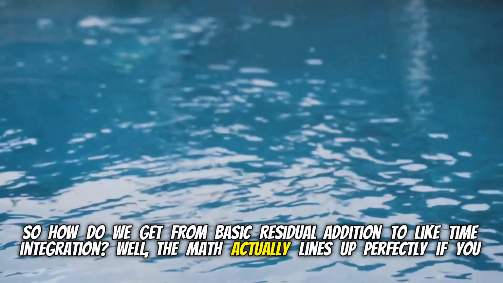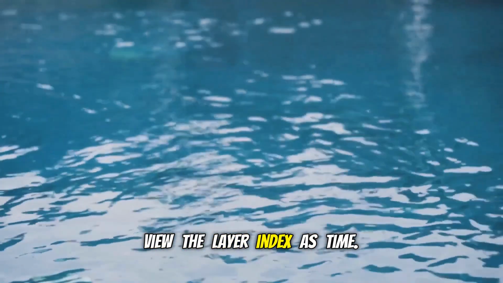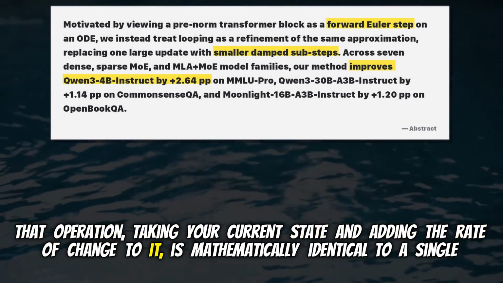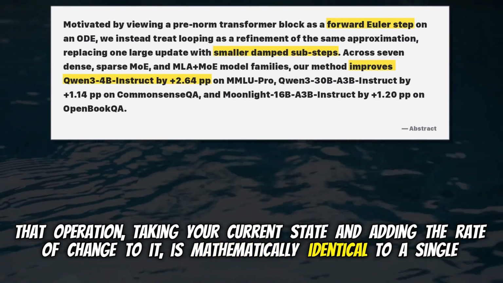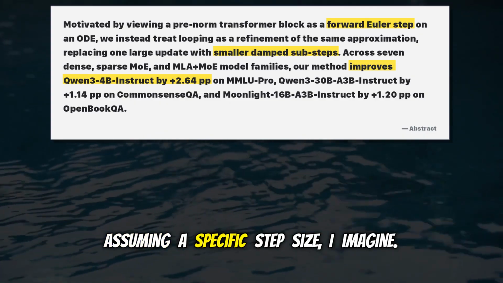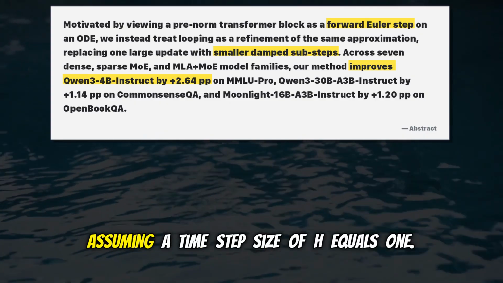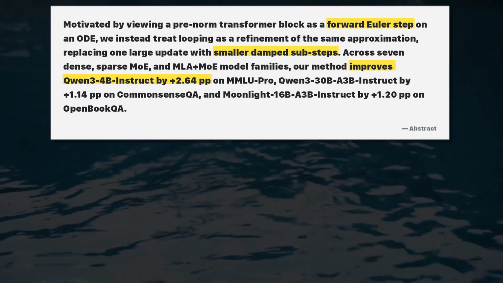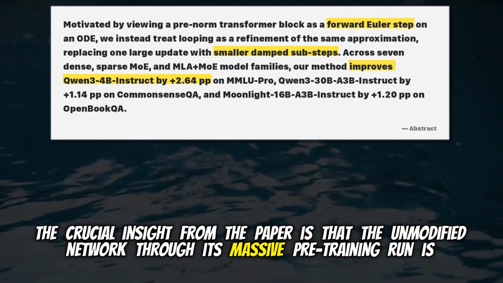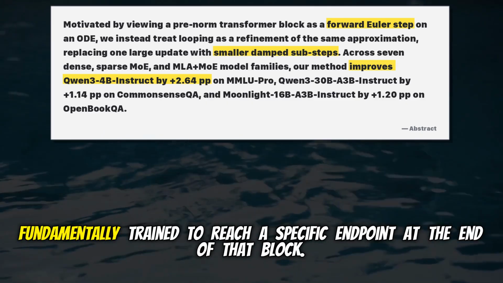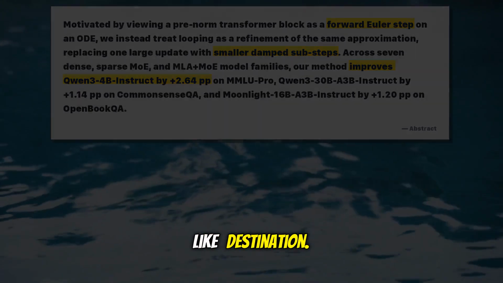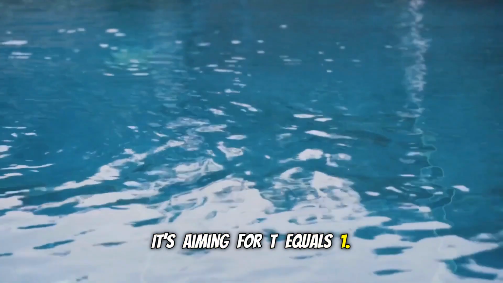Well, the math actually lines up perfectly if you view the layer index as time. That operation, taking your current state and adding the rate of change to it, is mathematically identical to a single forward Euler step on a residual ODE. Assuming a specific step size, I imagine. Exactly. Assuming a time step size of h equals 1. Got it. The crucial insight from the paper is that the unmodified network, through its massive pre-training run, is fundamentally trained to reach a specific endpoint at the end of that block. Like a destination. Right. It's aiming for t equals 1.